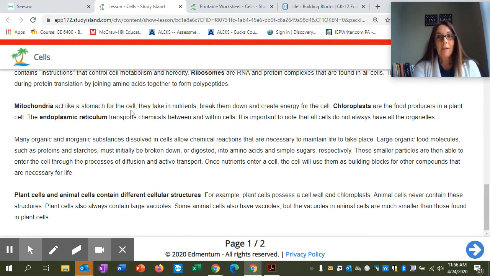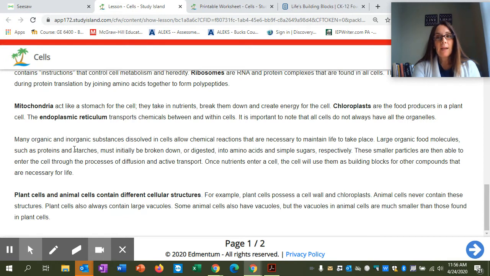Mitochondria act like a stomach for the cell. They take in nutrients, break them down, and create energy for the cell. Chloroplasts are the food producers in a plant cell. The endoplasmic reticulum transports chemicals between and within cells. It is important to note that all cells do not always have all the organelles.